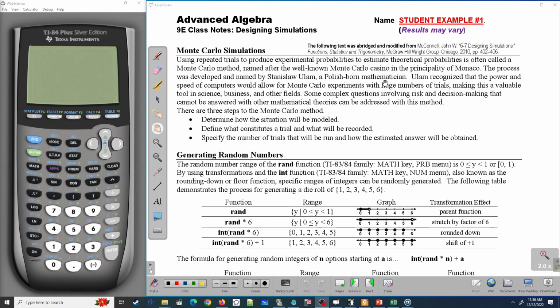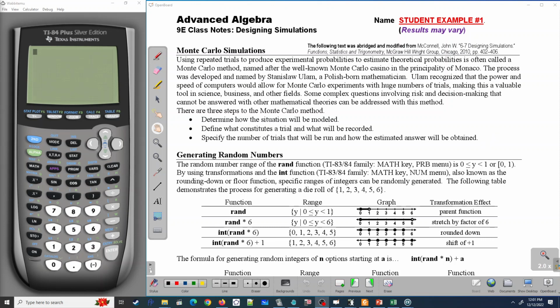There are 3 steps to the Monte Carlo simulation. The first step is to determine how the situation will be modeled. Second, define what constitutes a trial and what will be recorded. And third, specify the number of trials that will be run and how the estimated answer will be obtained.